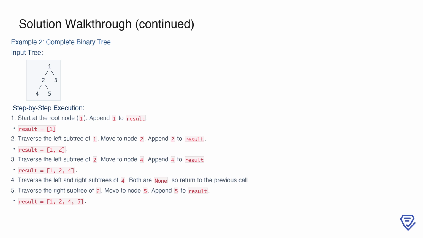From there, we traverse the left subtree of node 2, reaching node 4. We append 4 to the result, so the result is now 1, 2, 4. Since node 4 has no children, we return to node 2 and explore its right subtree, which leads us to node 5. We append 5 to the result, giving us 1, 2, 4, 5.